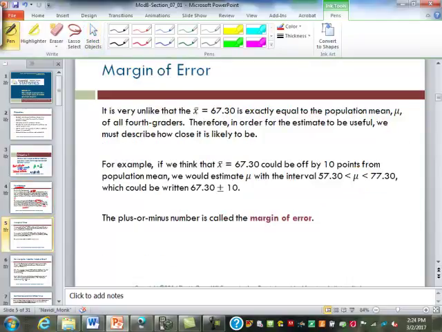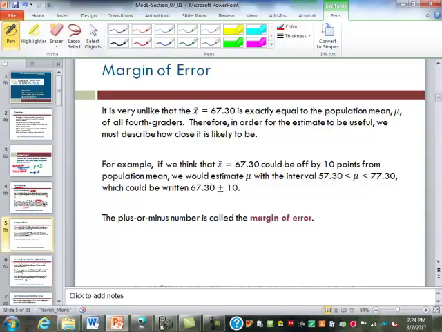Now let's look at the margin of error. It is very unlikely that the sample mean of 67.3 really is exactly what the population mean is for all the fourth graders. You know, the chances of being perfect, I mean, we'd have to have a perfectly representative sample, and that's a very small chance. Now, hopefully it's close. You know, if we took a good sample, it shouldn't be very far away, but probably not perfect. So therefore, in order for this estimate to be useful, we need to know how close it is, how likely it is to be close to that.